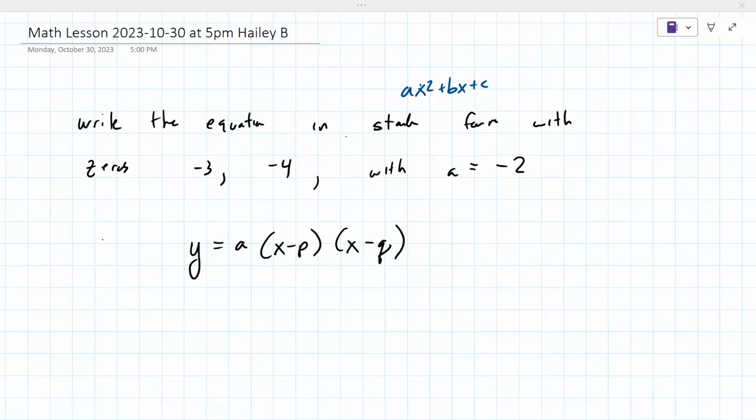The -2, x plus 3, and then x plus 4. x plus 3, x plus 4. Good. Okay, now to get into standard form, you do have to FOIL. Do you remember how to do that from last time, previous class? Yeah. So you first want to FOIL, and then you'll multiply everything by -2.